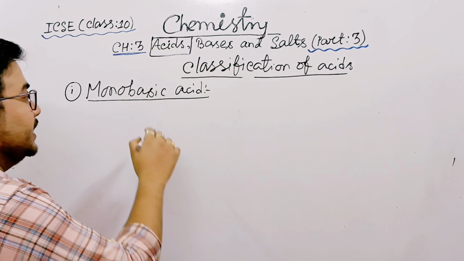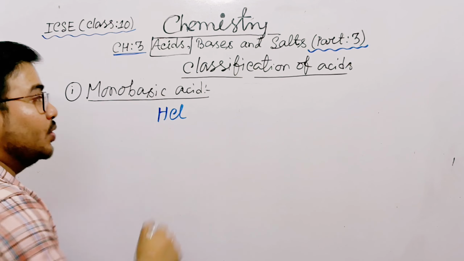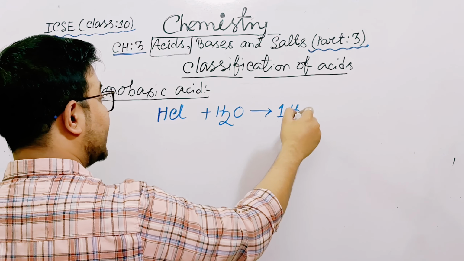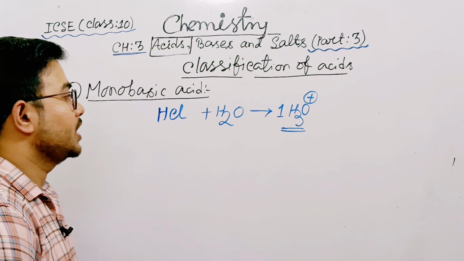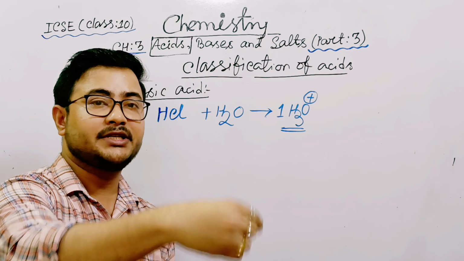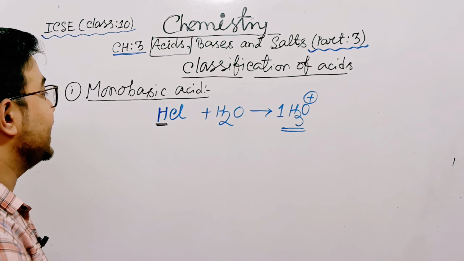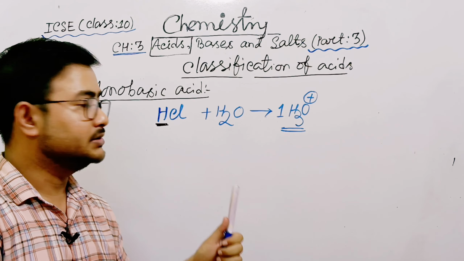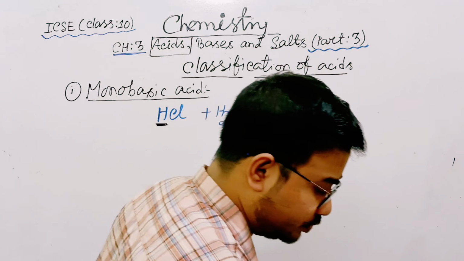That I already told. If any acid, when dissolved in aqueous medium, produces only one hydronium ion, that is called a monobasic acid. Now, what is the way to determine whether it is a monobasic, dibasic or tribasic acid? If only one hydrogen is generally present in the acid, it is generally called a monobasic acid. So HCl is an example of a monobasic acid.